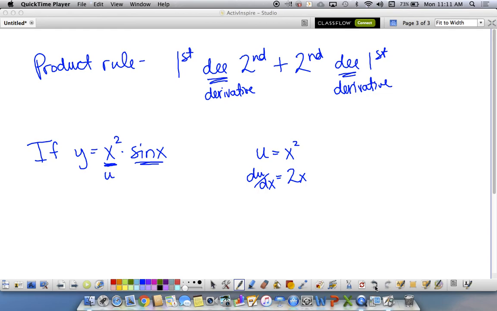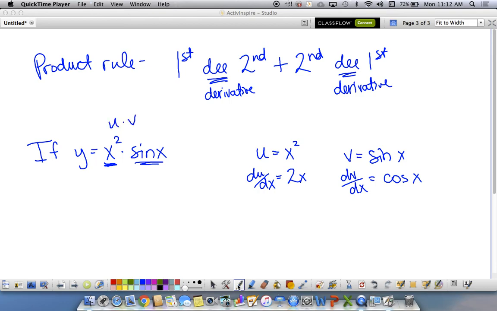So this is my u. What is my second function? I like to call it v. In calculus, we will use the u and the v a lot. Our second function is sine x. What is the derivative of sine x? What is dv dx? You could write u prime or v prime. Okay, derivative of sine is cosine x. So we have a u times v. Maybe I'll write that above. Okay. So we have a u times v.